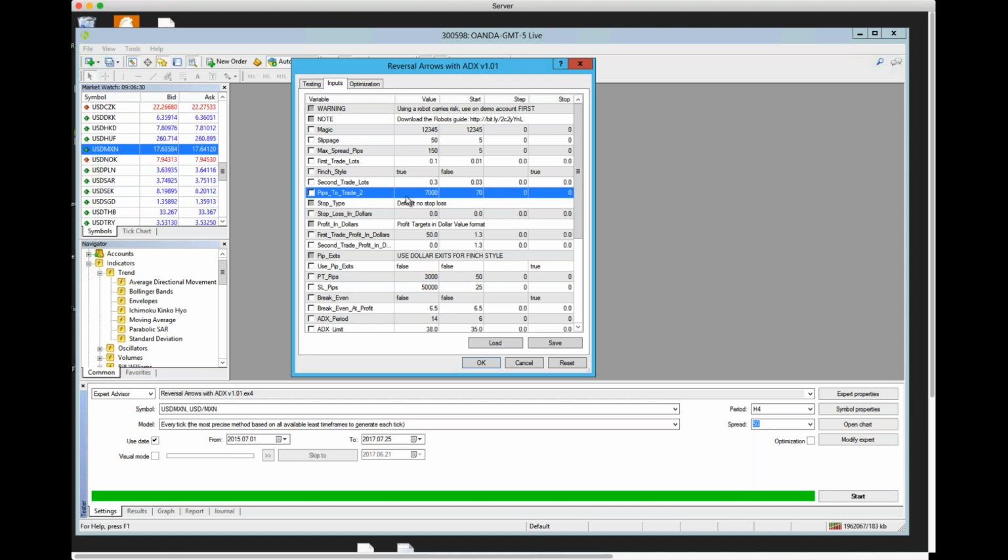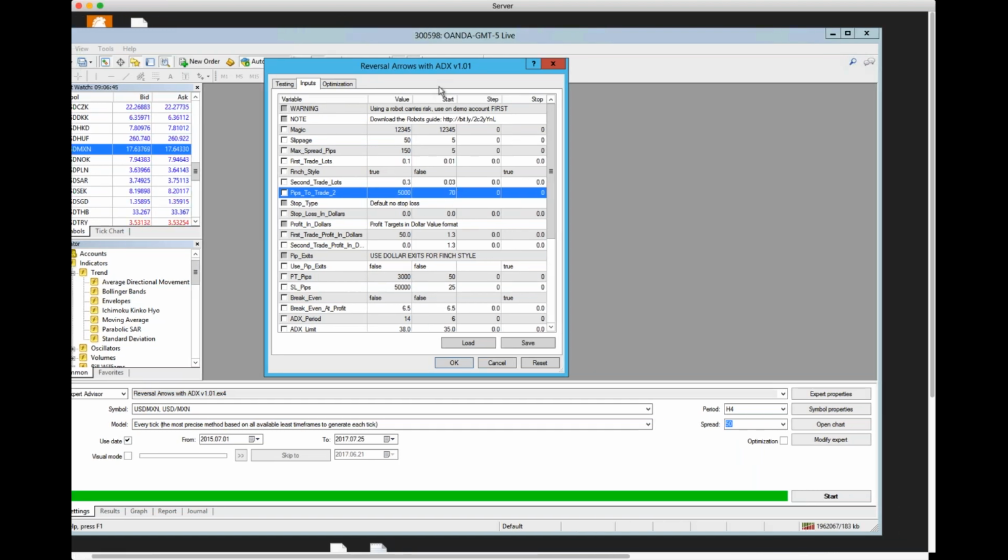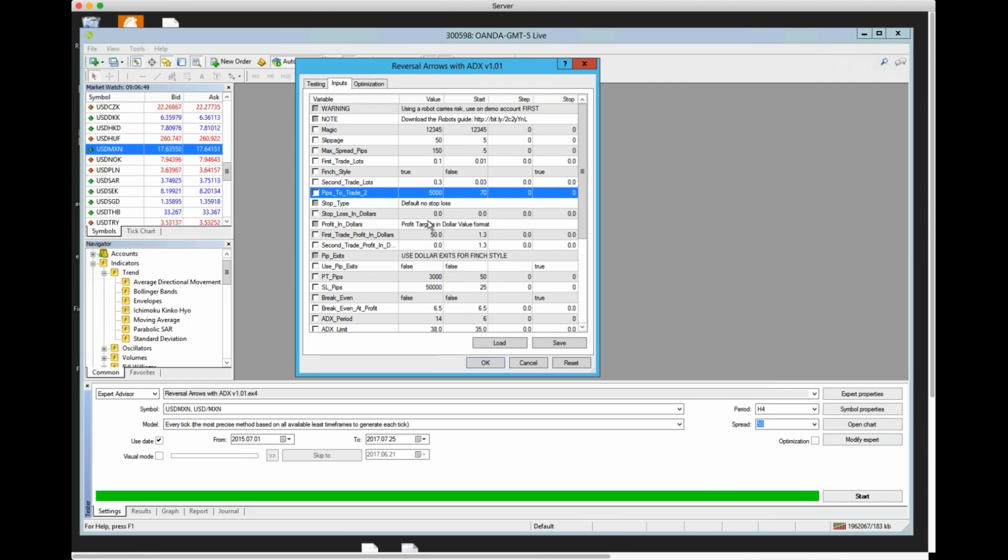It doesn't move thousands of pips in 1 minute. The US dollar Mexican peso, however, does. So we want to put a pips to trade 2 number that is pretty large, pretty gigantic here. And I'm going to just work with a pips to trade 2 of something like 5,000. A big number, right? That's pretty substantial, but we're going to put a giant number in there. We're not going to use a stop loss, but we are going to use a profit target.